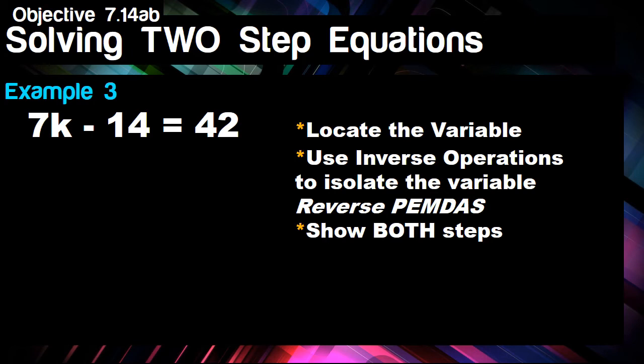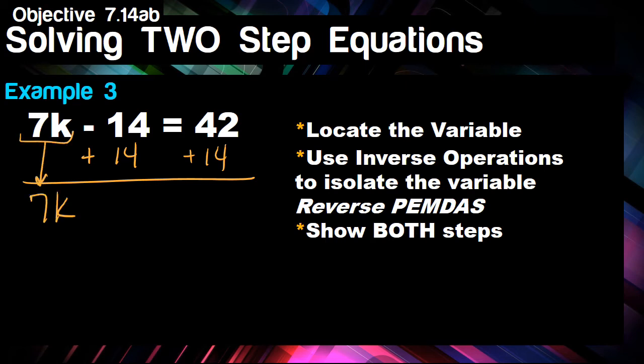So what we have here, example number 3, is 7k minus 14 is equal to 42. Our first step is we're going to add 14 to both sides of our equation. So here we're going to bring down 7k, bring down our equal sign, and then we're going to do our operation right here. So 42 plus 14 gives us 56. So there's our first step.